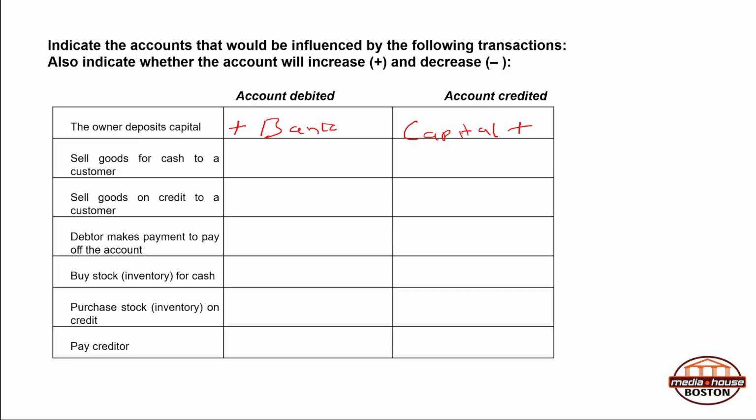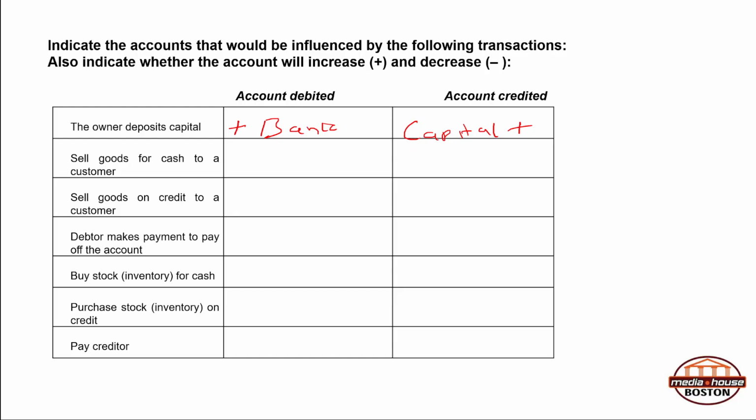Second one, sell goods for cash to a customer. When we sell goods for cash to a customer, this means that we are going to be receiving money from that customer in cash, which is going to go straight to our bank account. And then also our sales are going to increase. So this means that sales will also go up. Then we have managed to identify the specific accounts.